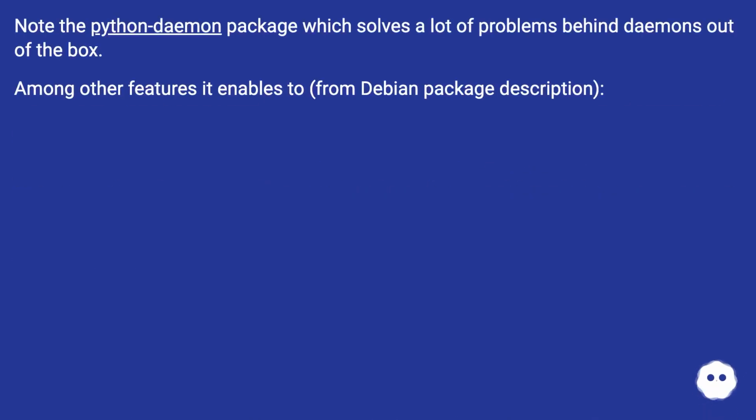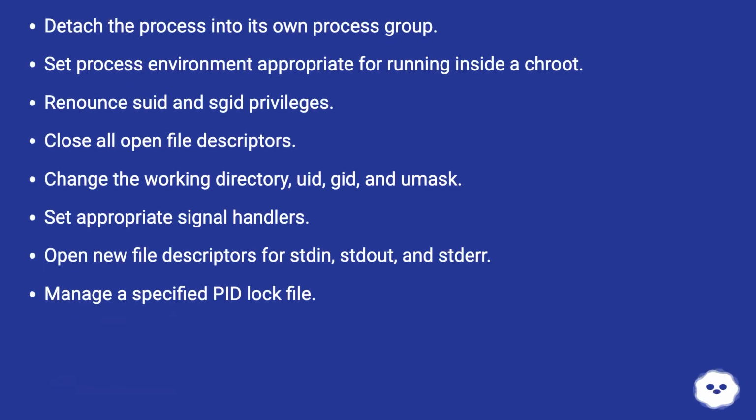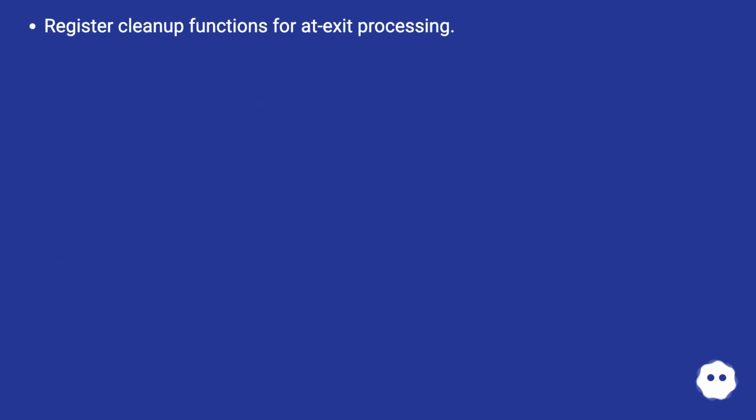Note the python-daemon package, which solves a lot of problems behind daemons out of the box. Among other features, it enables you to, from the Debian package description, detach the process into its own process group, set process environment appropriate for running inside a chroot, renounce SUID and SGID privileges, close all open file descriptors, change the working directory, UID, GID, and umask, set appropriate signal handlers, open new file descriptors for stdin, stdout, and stderr, manage a specified PID lock file, and register cleanup functions for at-exit processing.